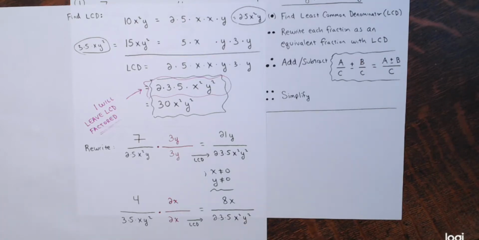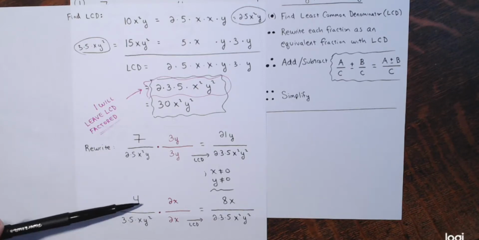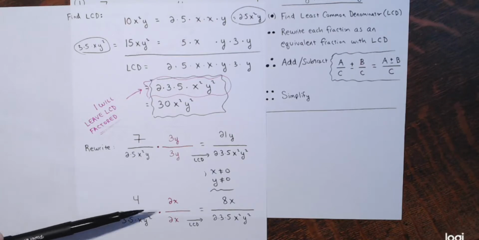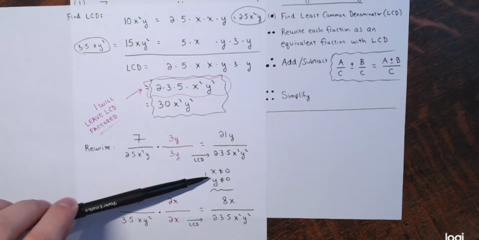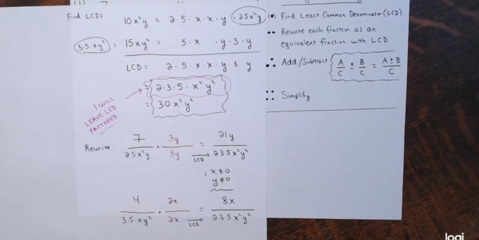And once again, this original fraction here, 4 over 15xy squared, should have the same exact values as this fraction for any choice of x and any choice of y, as long as x is not 0 and y is not 0. Because again, I don't want to have 0 in the denominator ever. That's undefined, dividing by 0.